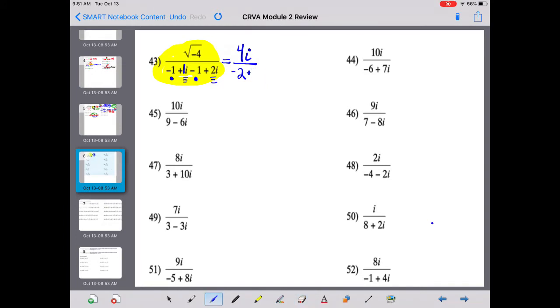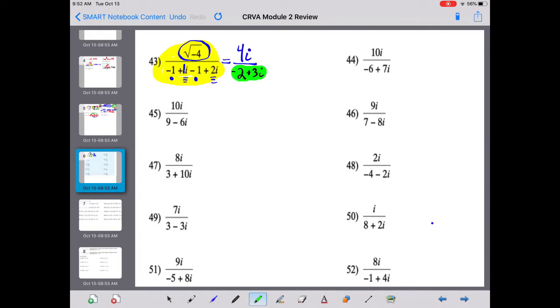By the way, these other ones in this set that you see look exactly like where I'm sitting right now. So you'll have to know, all right, I can rewrite the square root of a negative number as that number with an i. And then also to combine like terms on the bottom to get a binomial like you see right here.